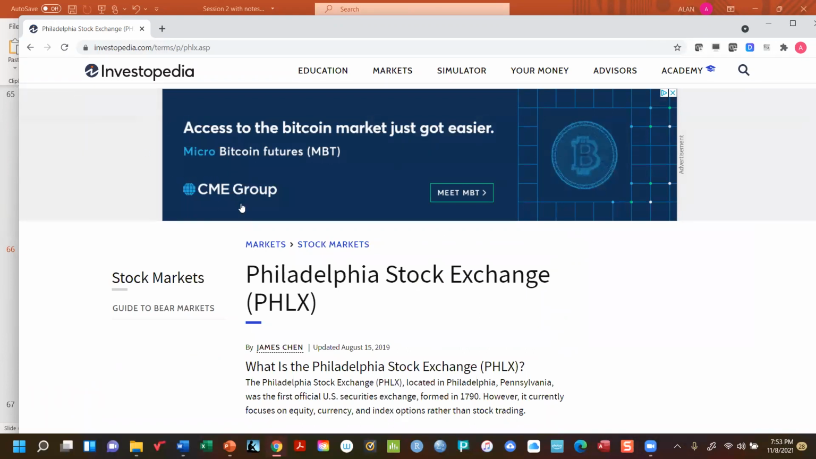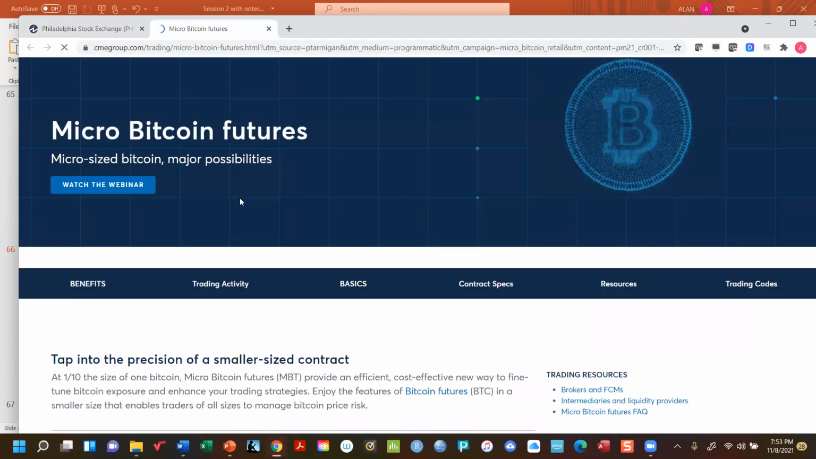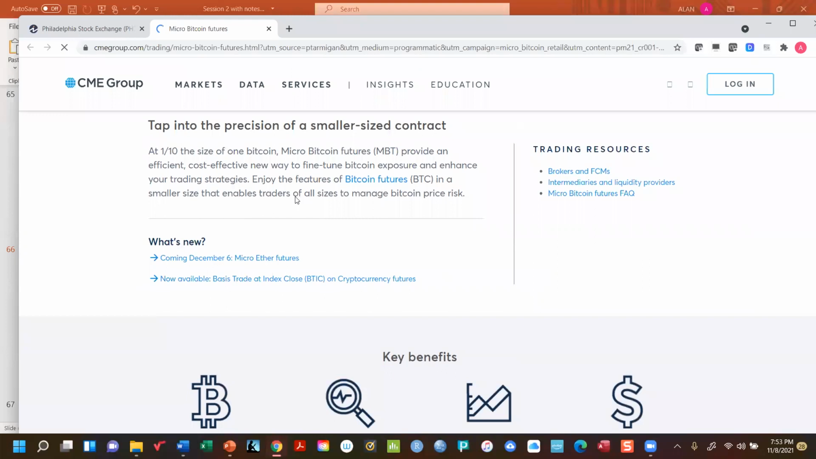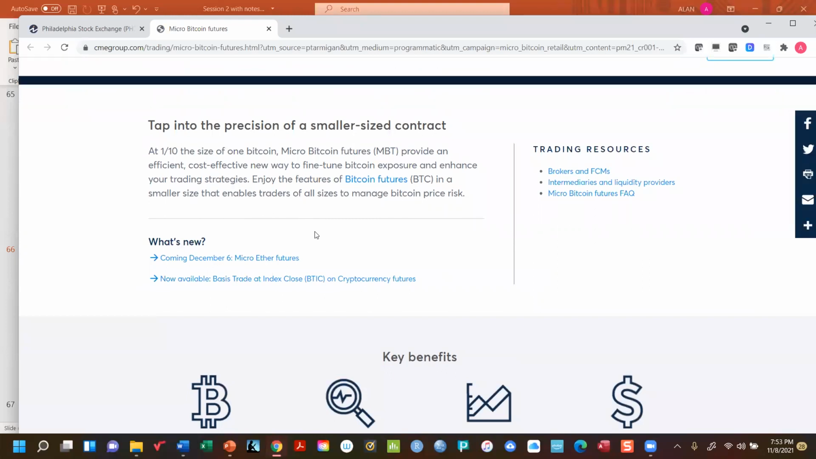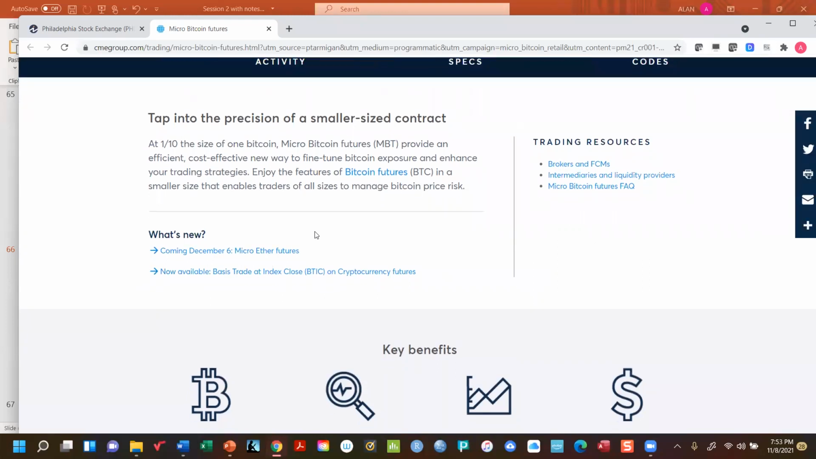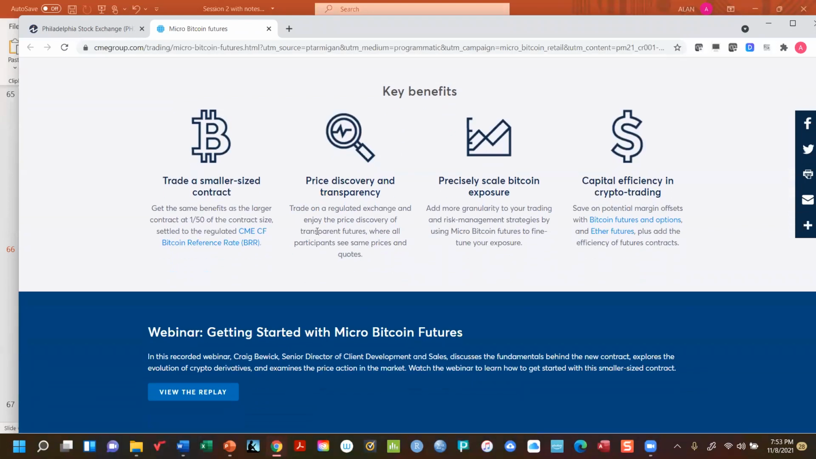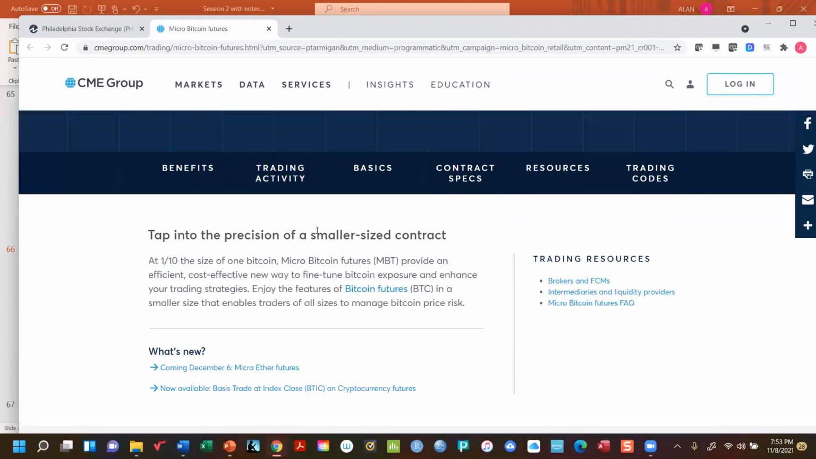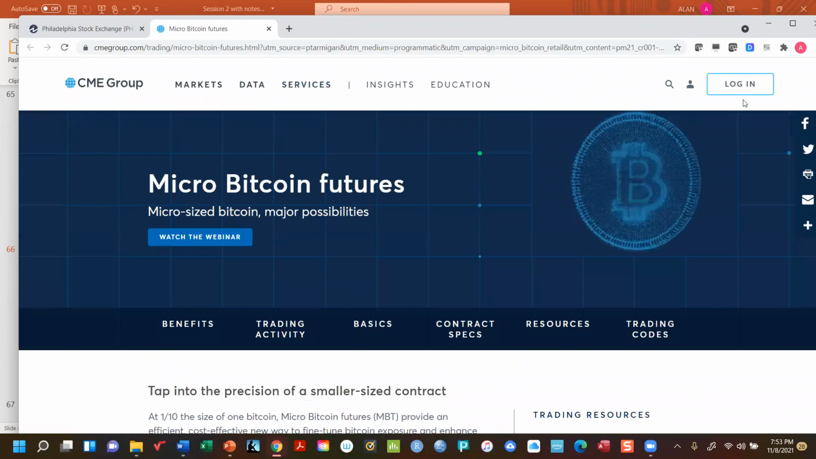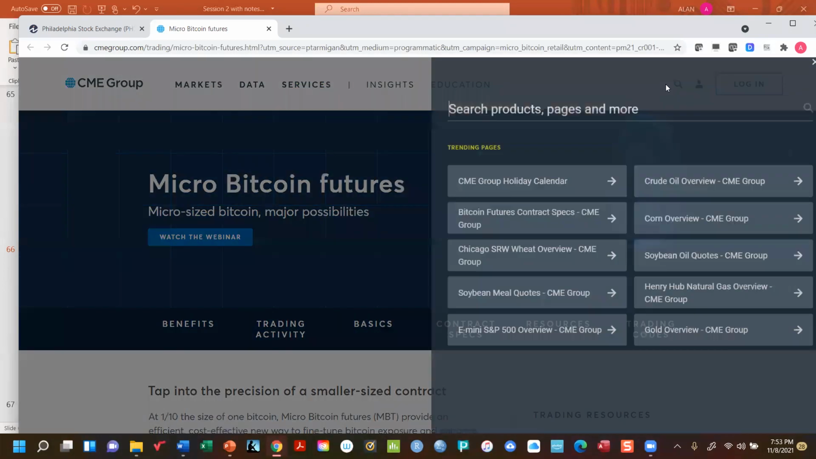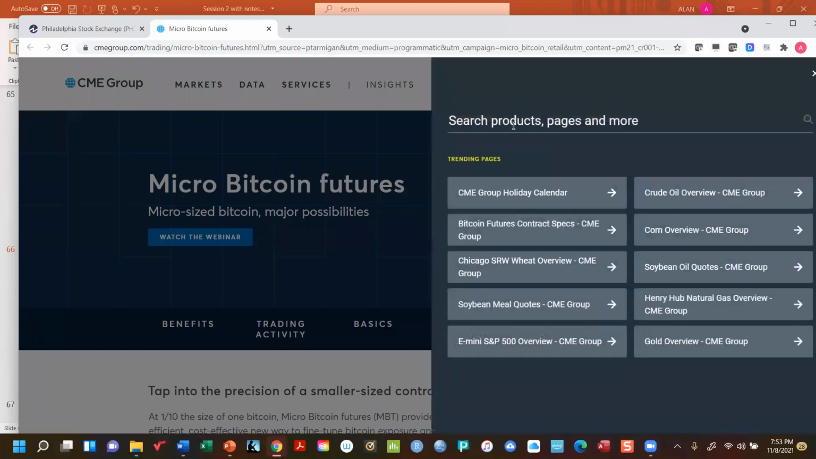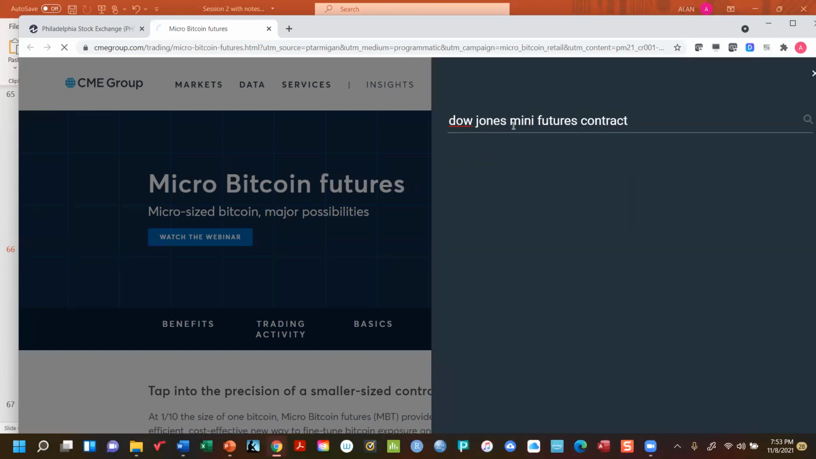In fact, even the CME itself has these new style contracts. On stock index futures, they have what are called mini future contracts, where the amount that you are buying is smaller than a traditional futures contract. I don't know if I can find one or not right now. Let's just check this out really quickly. Dow Jones mini futures contract. Let's see what it has to say.